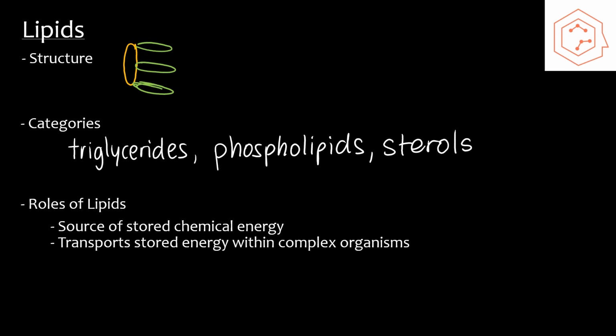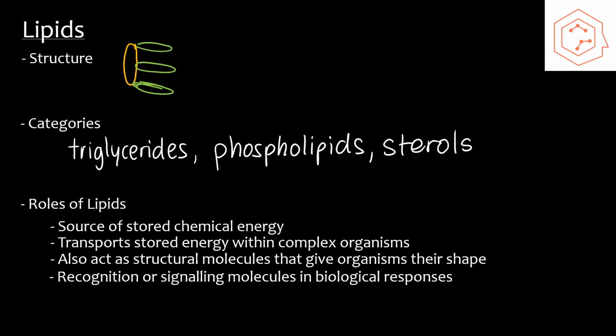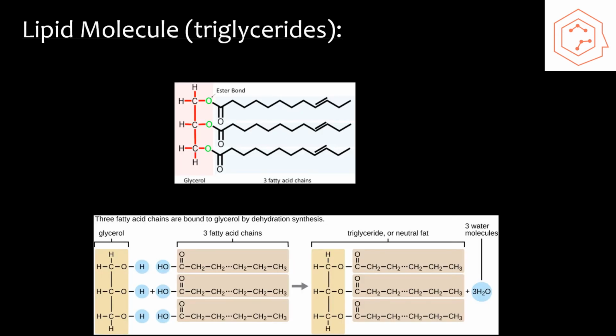It helps to transport stored energy within complex organisms. It acts as structural molecules that give the organisms their shape. It even acts in recognition or signaling molecules in biological responses. And finally, in adipose tissue, what you call fat. So excess carbohydrates are converted into lipids and stored as fat droplets in the adipose tissue. Fat molecules are also called triacylglycerides or triglycerides, and they're primarily stored in specialized fat cells called adipocytes, which make up a tissue known as adipose tissue, which I discussed in the previous slide.